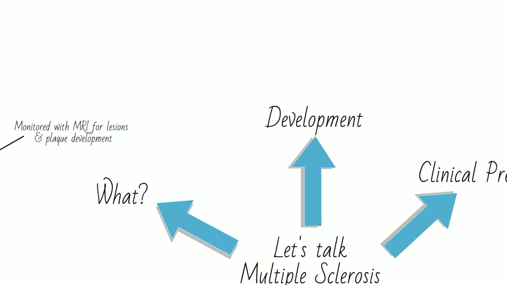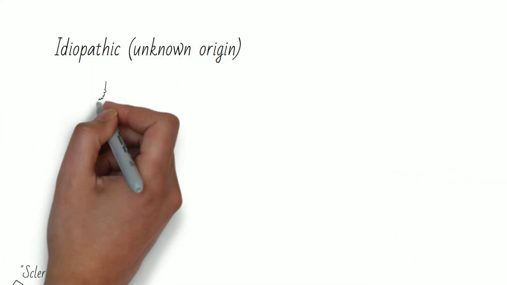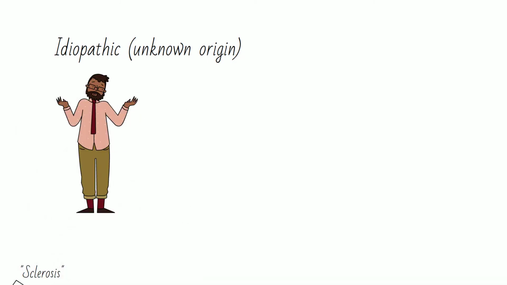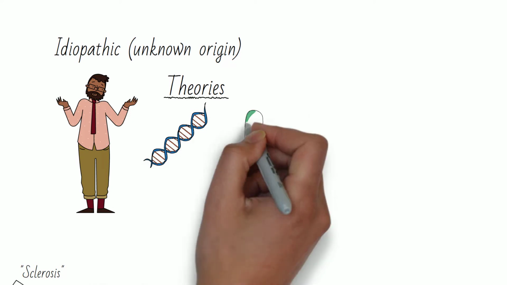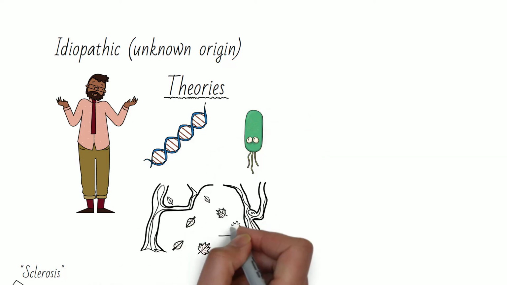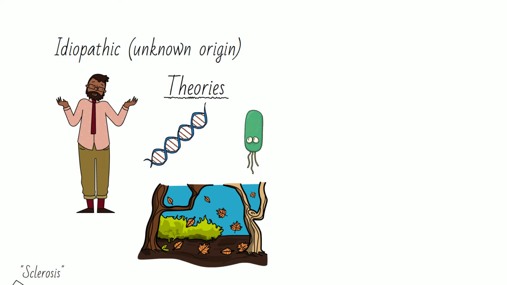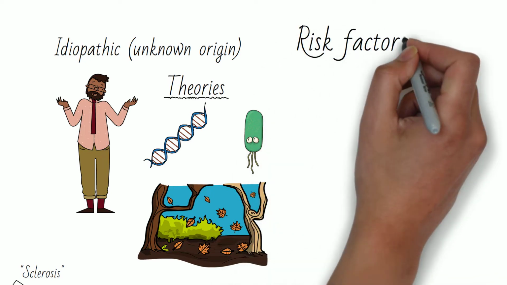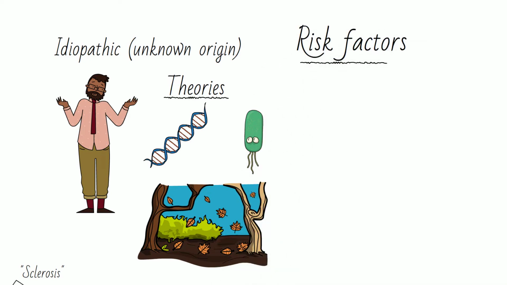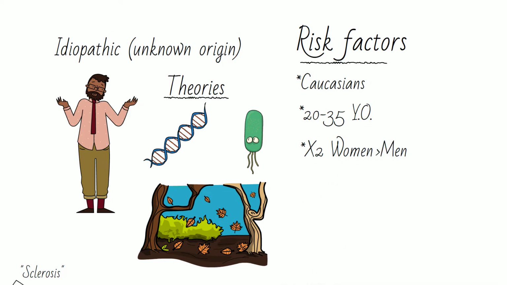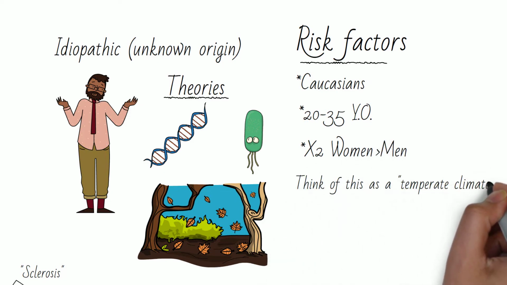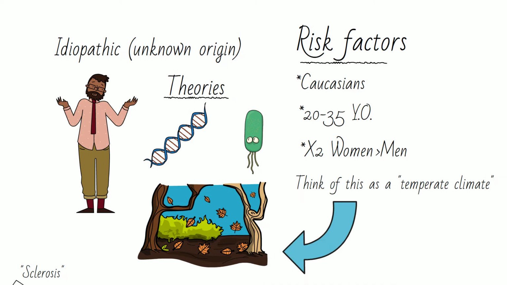Jumping over to the how for multiple sclerosis. It is actually idiopathic, so we don't know the exact cause for MS. Some theories are behind genetics, some viral infections, and they believe that the environment also has a role to play. MS is also typically more found in Caucasians in the age group of 20 to 35 years of age, twice as likely in women than in men, and there is a higher incidence in temperate climates.